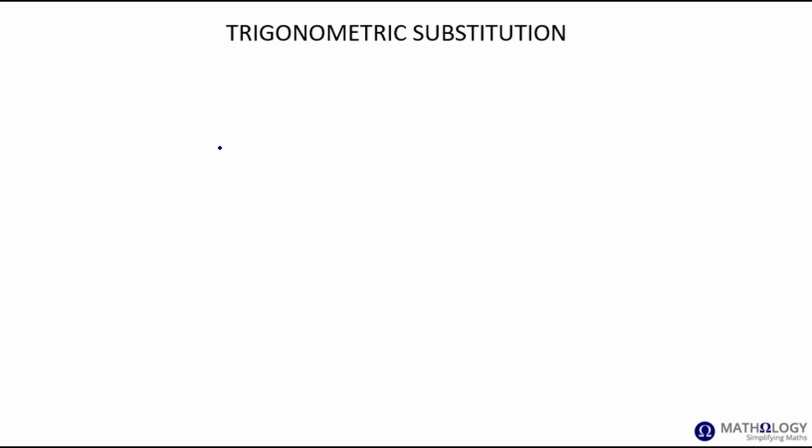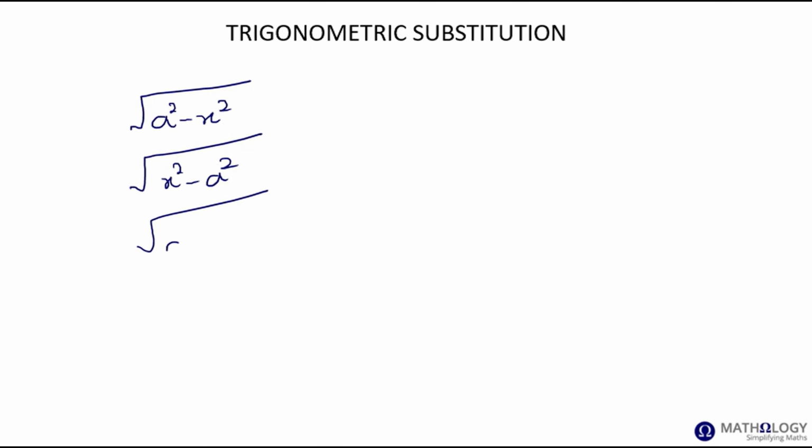Whenever we come across integrals that involve the following expressions, root a squared minus x squared, root x squared minus a squared, and root a squared plus x squared, we can be using trigonometric substitutions. This is because these expressions are related to the square identities.